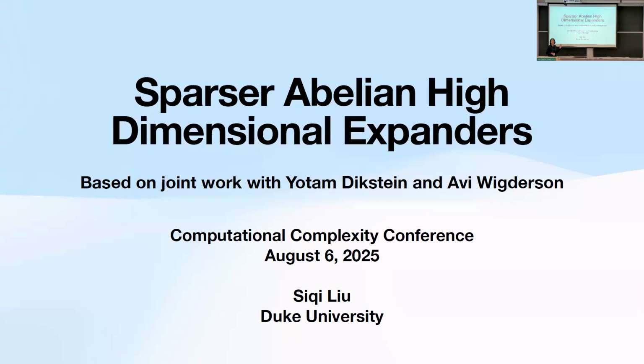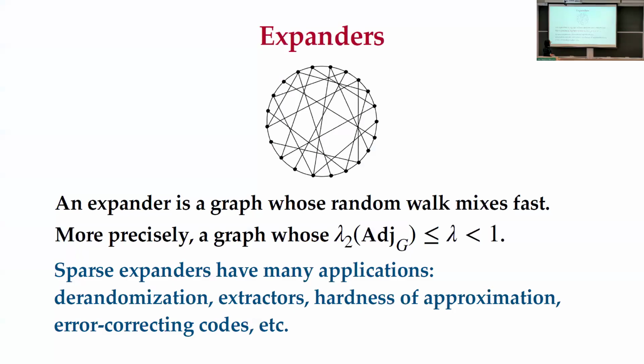Since Rachel already talked a little bit about complexes, hopefully this is not a scary word anymore. But let's start from the more familiar object of expanders. We all know expanders are a type of graph where a random walk on it mixes fast. Throughout this talk, I will talk about lambda expanders, which are expanders whose second eigenvalue is upper bounded by some constant lambda that's bounded away from 1. This measures how good the expanders are.